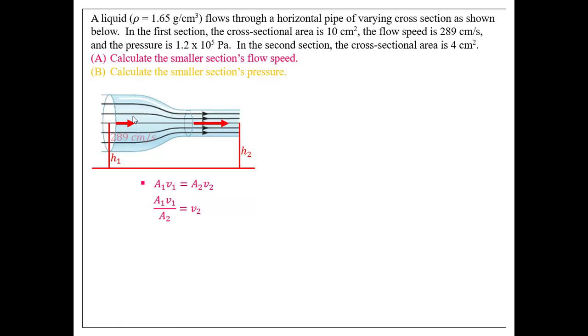So I'm going to identify V1 on the left side, given in the wide cross-section area, as 289 centimeters per second. That's given to us, and V2 is what we're asked to find. I'm going to plug and chug. A1 is 10 centimeters squared, V1 is 289 centimeters per second, and A2 is 4 centimeters squared. If you simplify this on your calculator, you get a value of 722.5 centimeters per second.